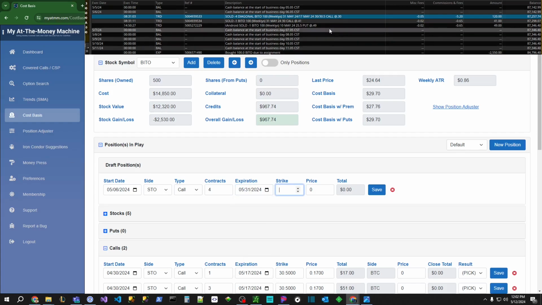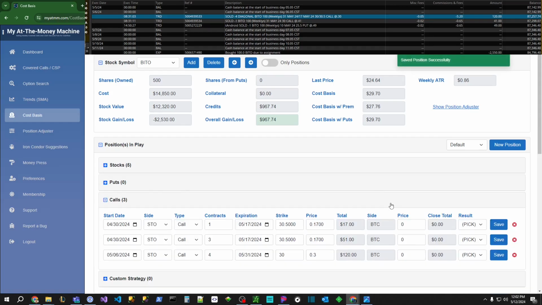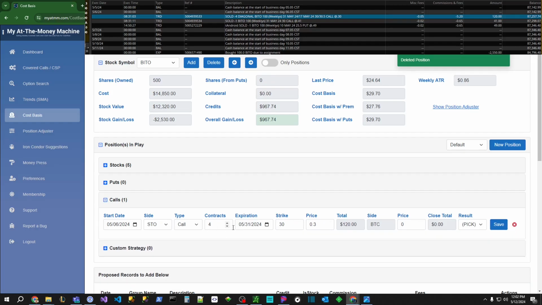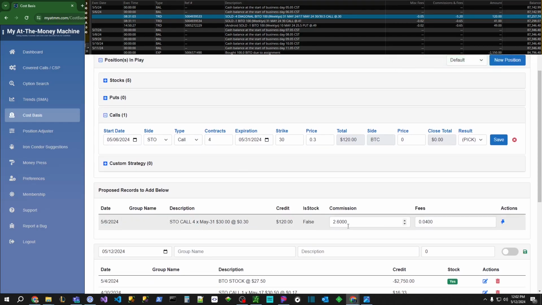The strike, it looks like we rolled down from 30.50 to 30, as you can see right there. So type in 30. The price that we got it was this at 30 cents. So we plug in 30 cents right there. And that'll give us the 120 that you see right here as well over on Thinkorswim, the 120 right there. All right, so click Save. And what we can do is go ahead and remove these other positions to clean those up because this one represents those previous ones. All right, we need to make sure that the transaction gets saved.